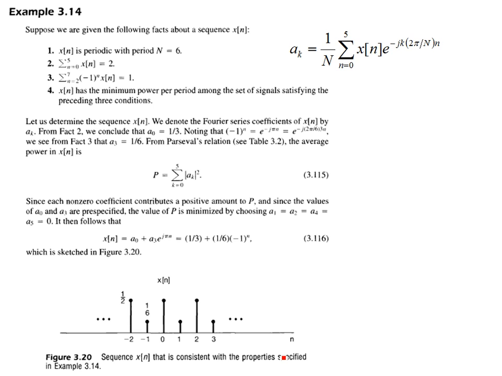So let's use these properties. This is another example, 3.14 from the course text. Suppose that we are given the following facts about the sequence x of n. The first fact is that x of n is periodic with period N equal to 6. So if that is the case, then to write the Fourier analysis equation to determine the Fourier coefficients, I can do that from n equal to 0 to 5. So there are, you see, 6 terms.